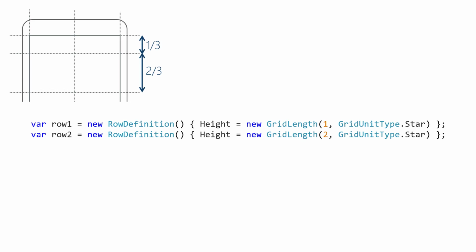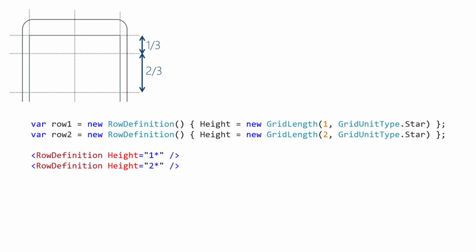To create a star-sized grid length in code, you use the constructor taking a value and grid unit type, passing in the star type. In XAML, you use the value followed by the star symbol. For star sizing, the grid length value is a multiplier determining the ratio of shared space between all these star rows. For example, if we have two star-sized rows, both with a 1 as the multiplier, they'll share the available space equally.